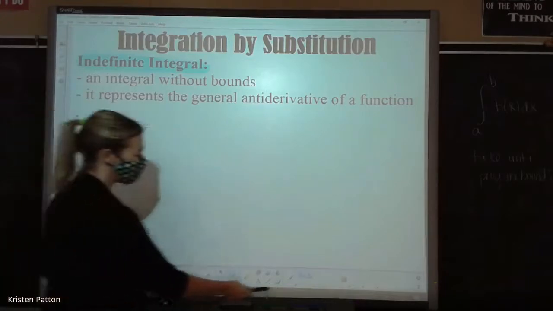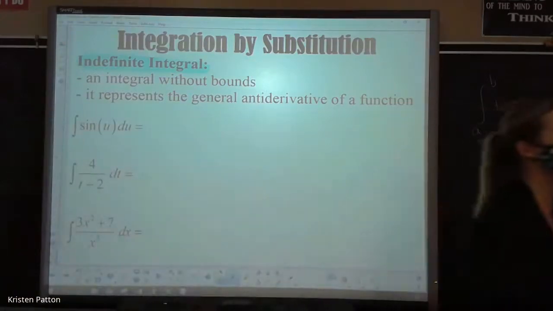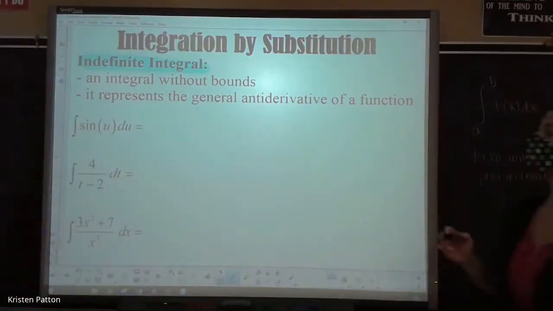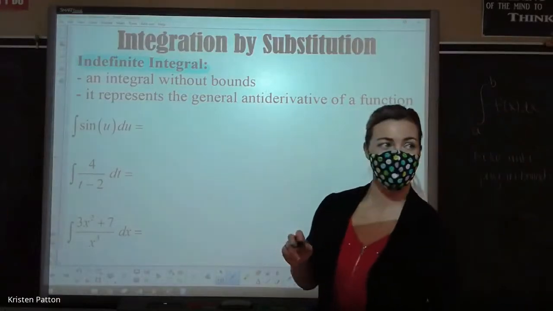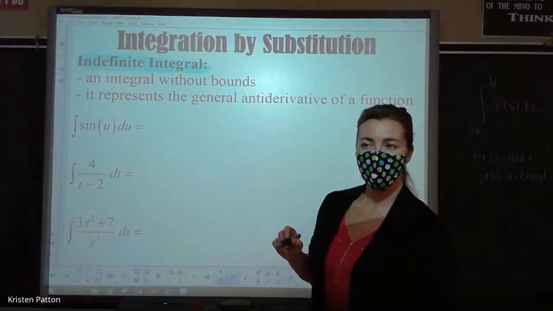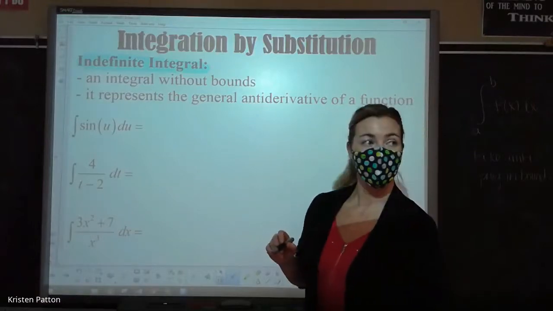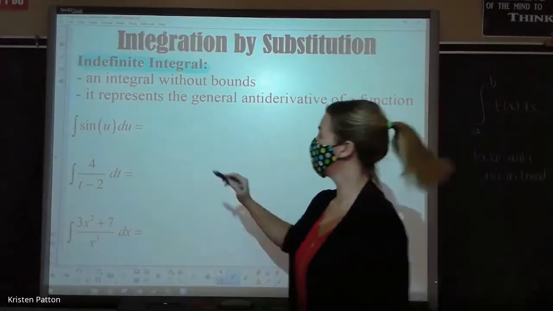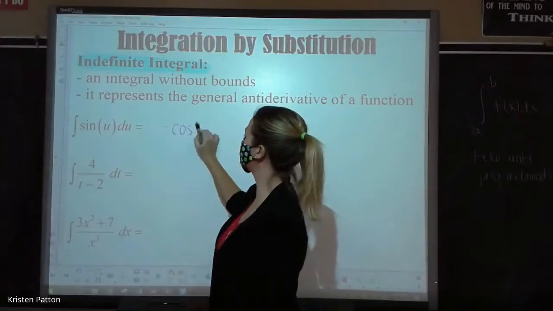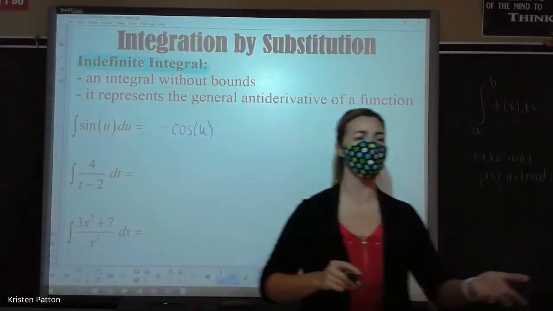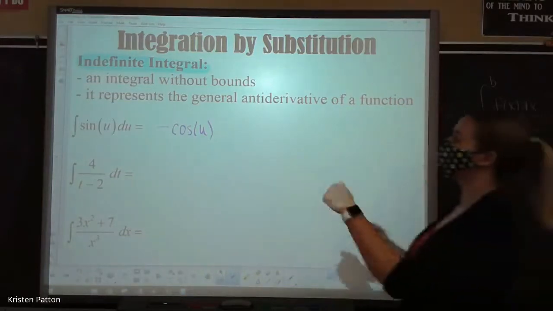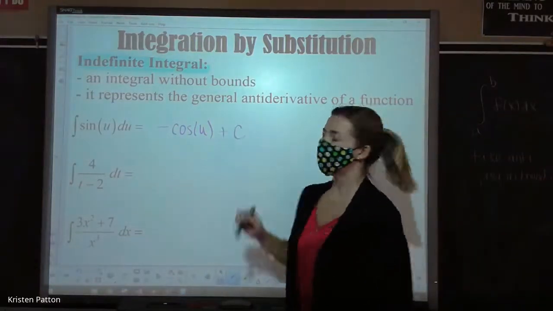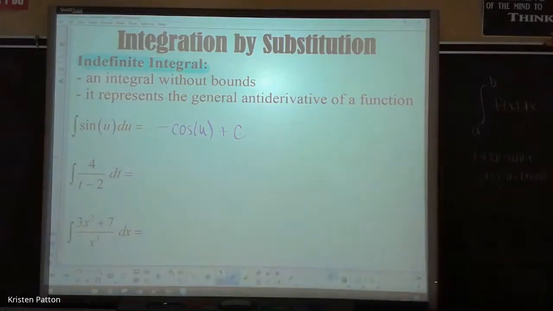What is the antiderivative of sine of u du? What's the antiderivative of sine? Go ahead, Hayden. Perfect. So negative cosine of u. I know I don't need the parentheses. They used them, so I used them. So the antiderivative of sine is negative cosine. And because it's now representing a general antiderivative, we'll see. Okay.